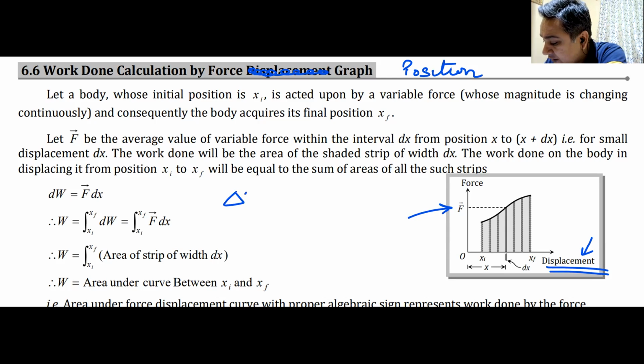Now, if I talk about a one-dimensional force, work done by the force will be integral of Fx dx. Do we understand this? Just now we have done this.